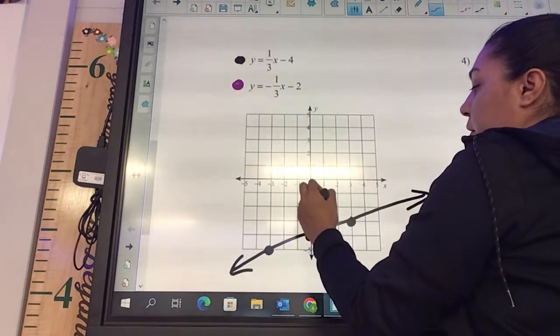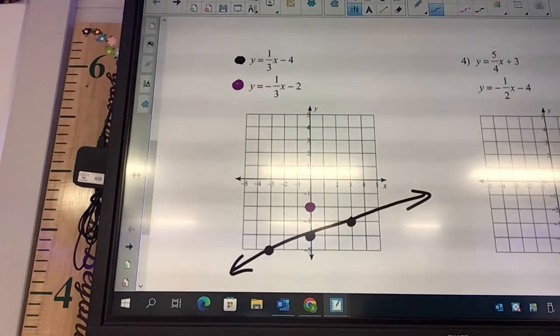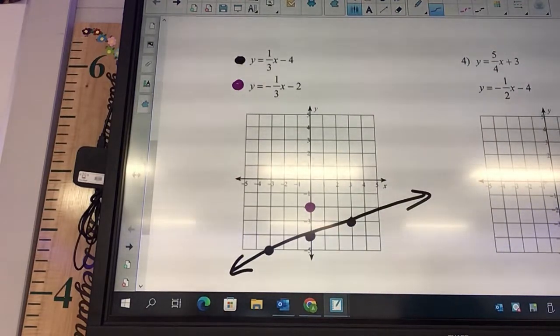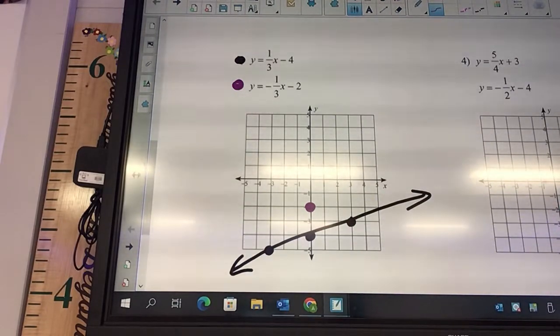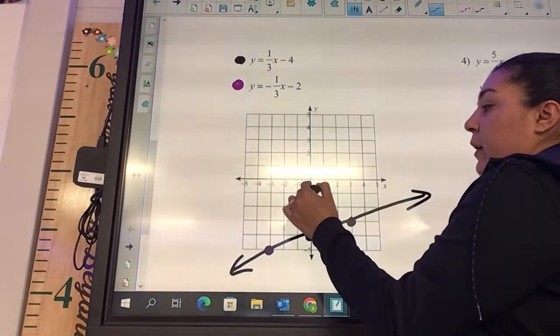Negative 2. What is my slope? Negative 1/3. Okay, so which way are we gonna go? Left. We're gonna go up 1, left 3.